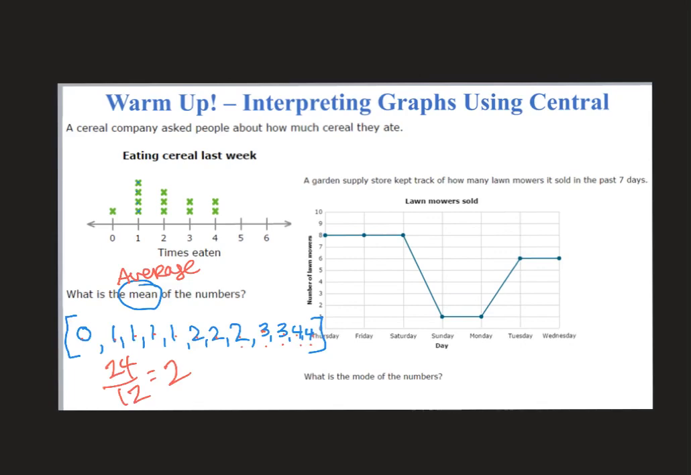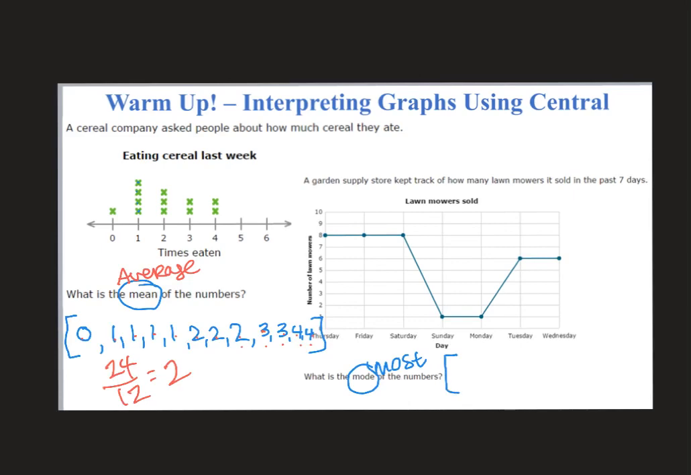The next graph is talking about the days of the week and how many lawnmowers were sold per day. We have each day of the week on the bottom, numbers on the left, and it's almost like a line graph. It says, what is the mode? Now, mode means most. So what number occurs the most?